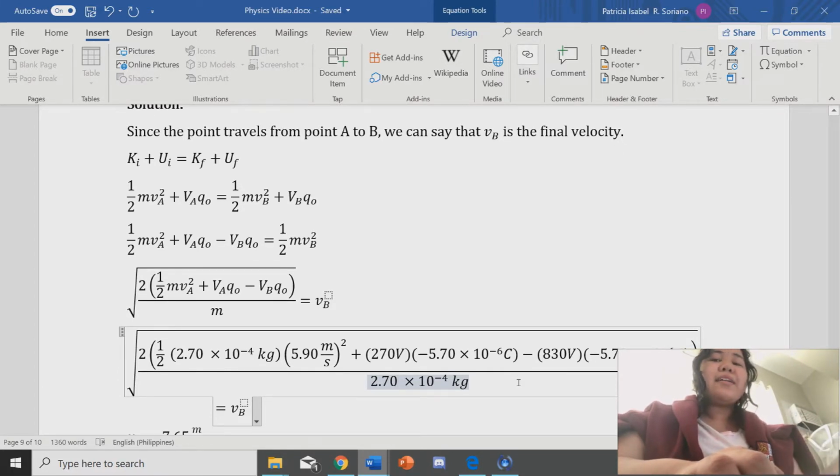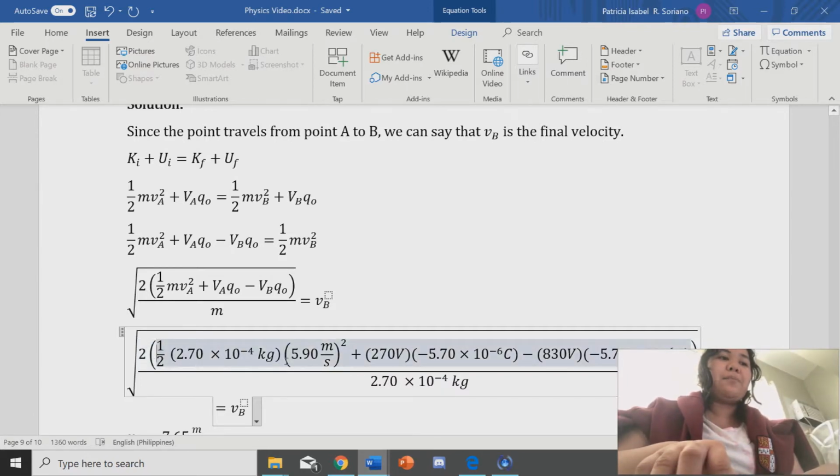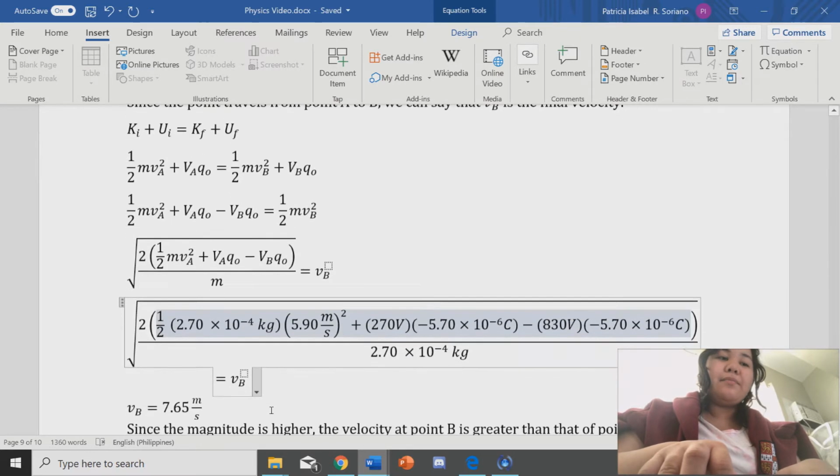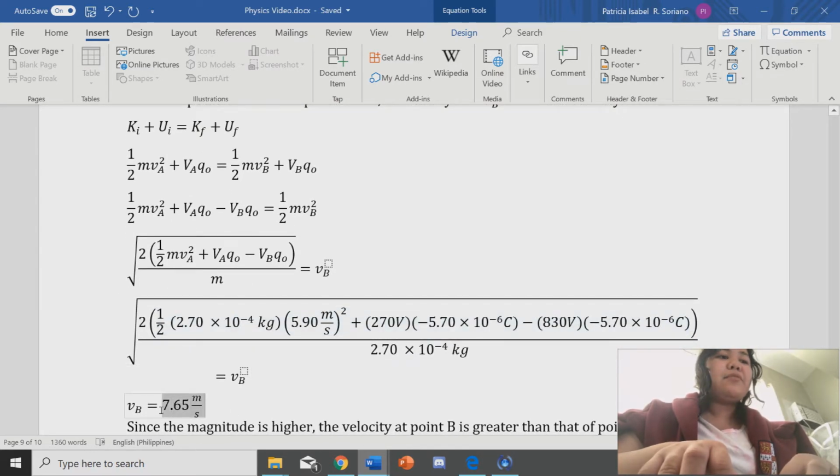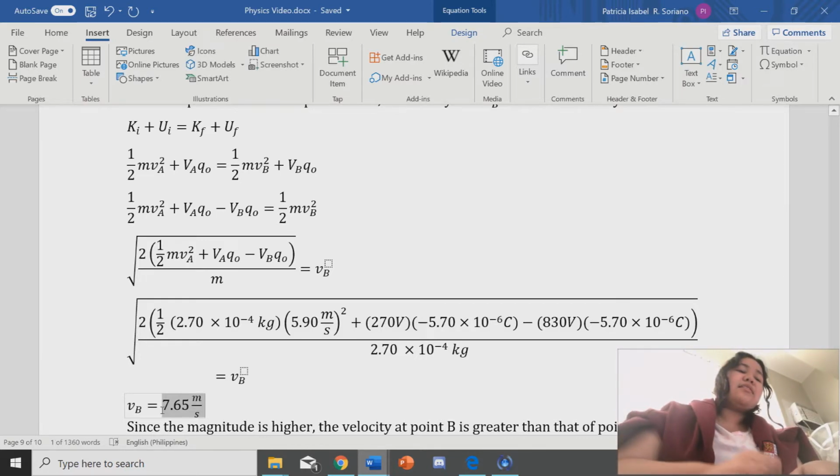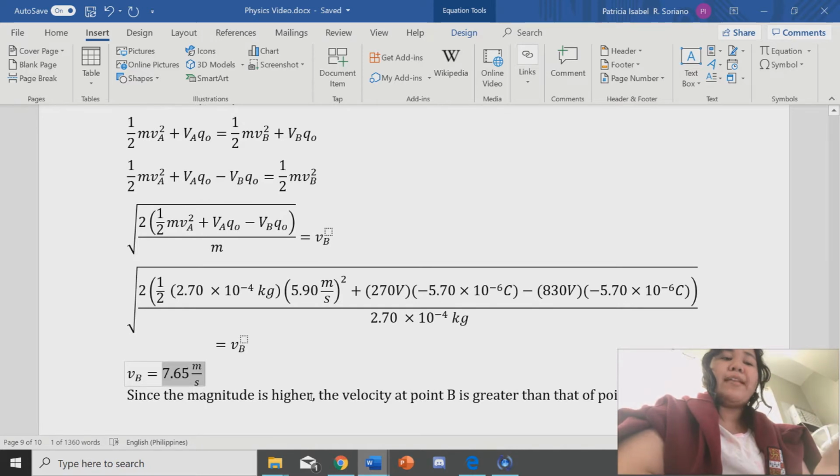And by plugging all of that into our calculator properly, remember, be careful with this 2 over here. It should be outside everything. That's why I put parentheses, so that this entire thing would simply be multiplied to 2. So by plugging this into our calculator, we would be able to obtain our VB, our velocity B, and we would be able to get 7.65 meters per second. That is our velocity at point B.